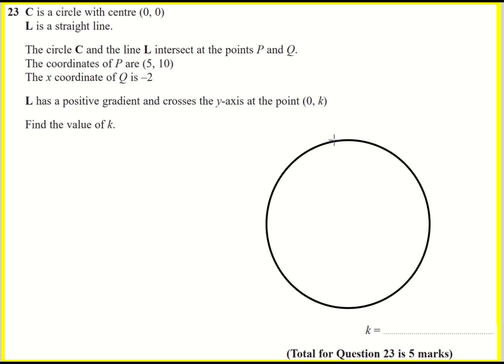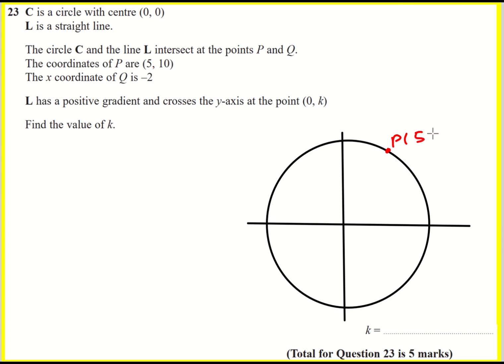Let's sketch out this circle. And we're told that it has center 0, 0. So I'll put the axes here. And then the line L intersects it at the points P and Q. Coordinates of P are 5, 10. And Q has x-coordinate minus 2, but we don't know the y value here, so I'm just going to write y.